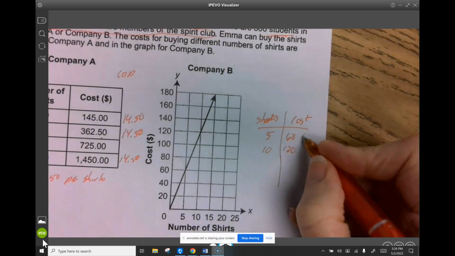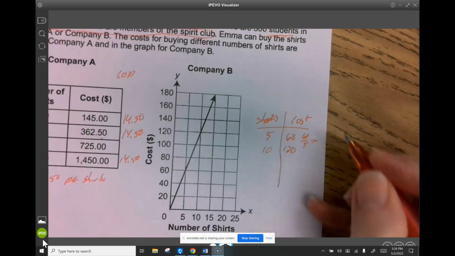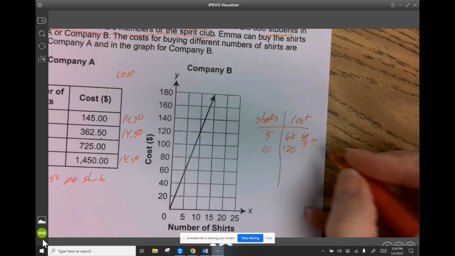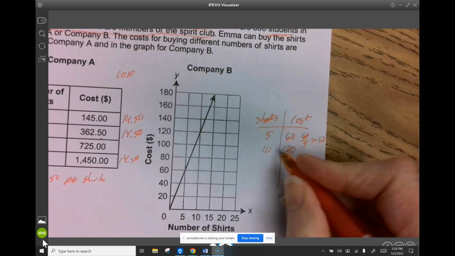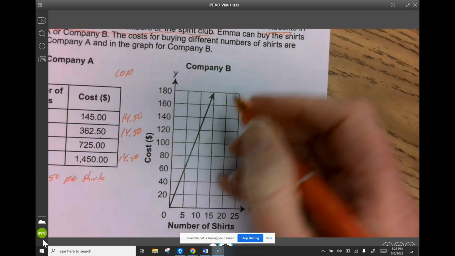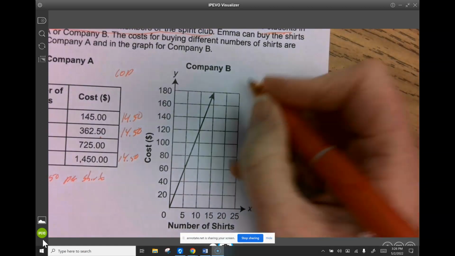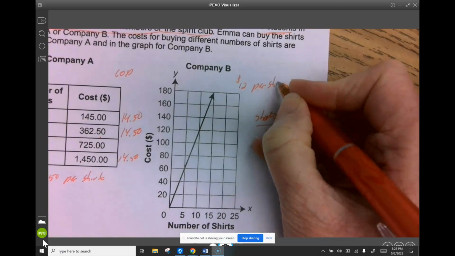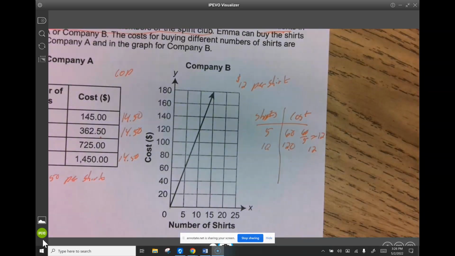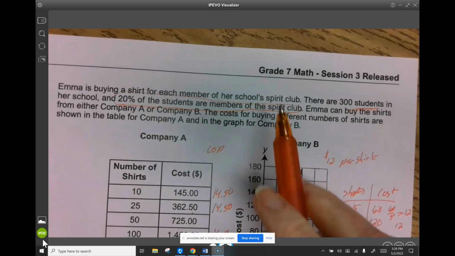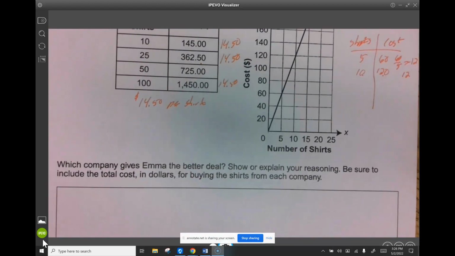So let's take 60 divided by 5. 60 divided by 5 is 12. And 120 divided by 10 is also 12. So our constant is 12. So what does this mean? That it's $12 per shirt. Okay. Now, I'm not even looking at their question yet, but I know that with the information that is given up here, I'm going to probably have to find out how much it is per shirt.